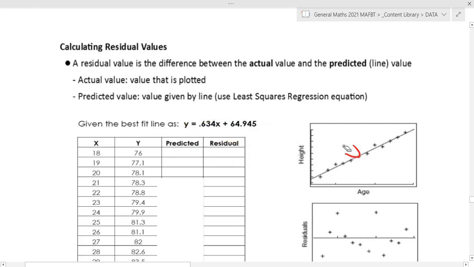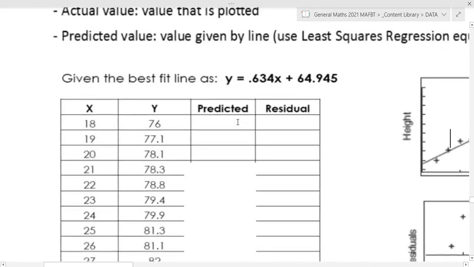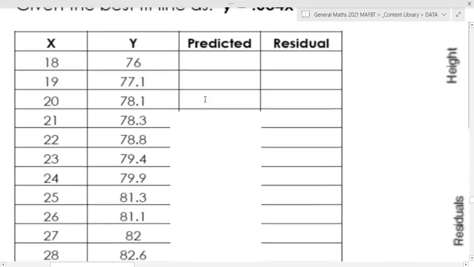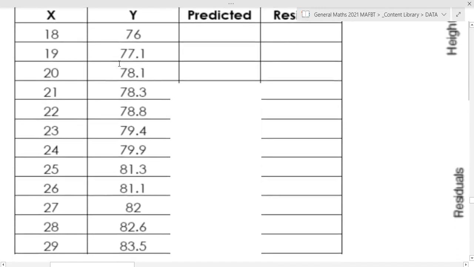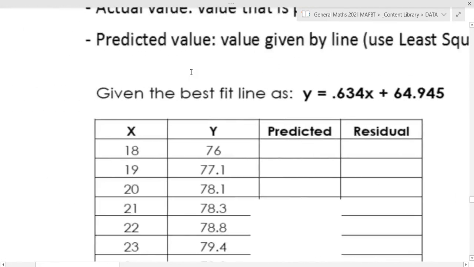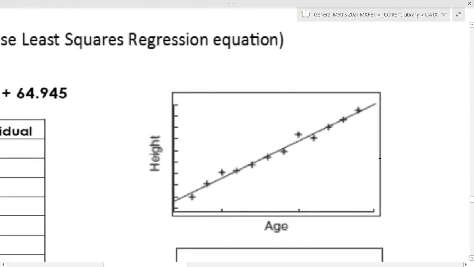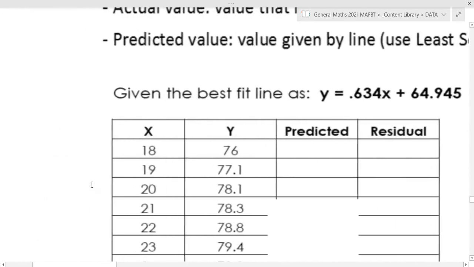Y equals 0.634x plus 64.945. So this is an example of how you can actually calculate the residuals for all of these. So if you have all these plotted on a scatter plot like so, and then you drew the line, which is this, what would be the space between each dot and the line? And this is how we calculate it here.